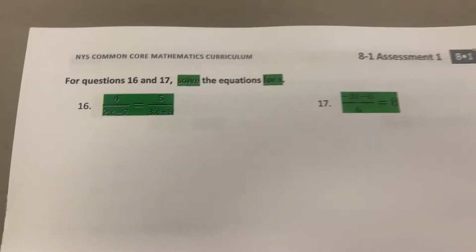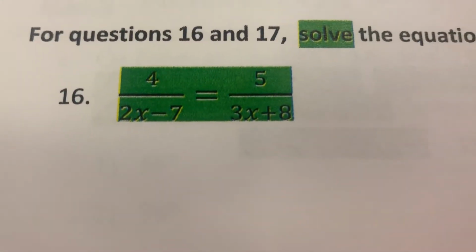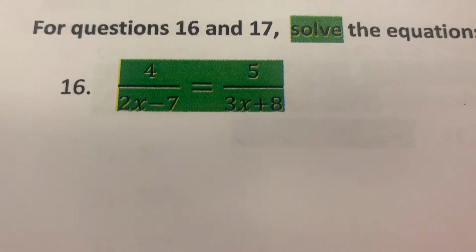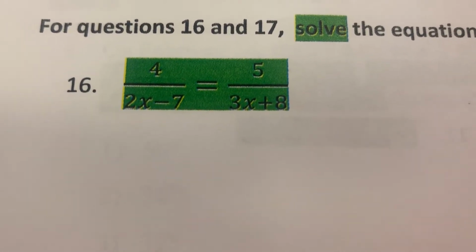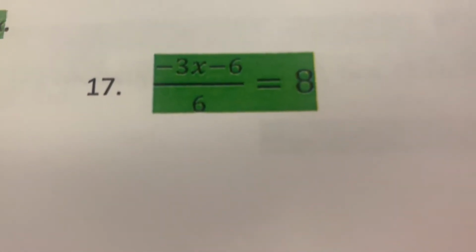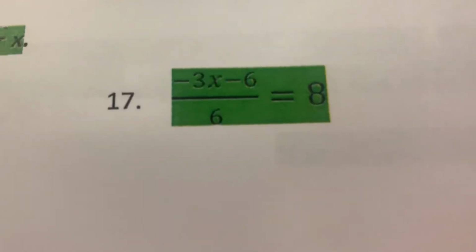Last page. For questions 16 and 17, solve for x. They want you to solve for x. We have 4 over 2x minus 7 is equal to 5 over 3x plus 8. 17. Negative 3x minus 6 over 6 equal to 8. Solve for x.